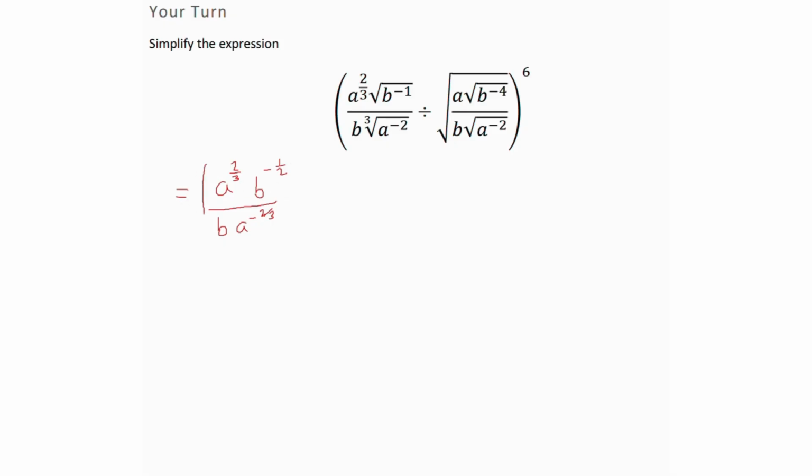And all of that is being divided by, let's deal with, all of this is going to be to the power of a half in a second. So this whole thing is going to be to the power of a half, and then that whole thing is to the power of 6. And then inside we've got a, b to the minus 4 times by a half, 4 over 2, so that's minus 2, over b times a, 2 over 2 is minus 1.